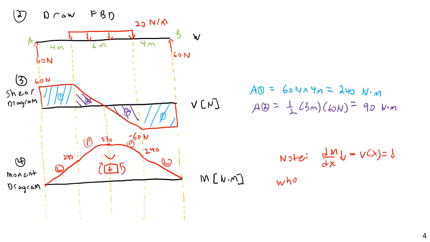And also, note here, when V(x) is equal to 0, this is again just basic calculus, but it's good to remember. When V(x) equals 0, dM/dx is equal to 0. Therefore, M is a max or min. And so you can see that this is a fairly straightforward and relatively quick way of solving for shear and moment diagrams.